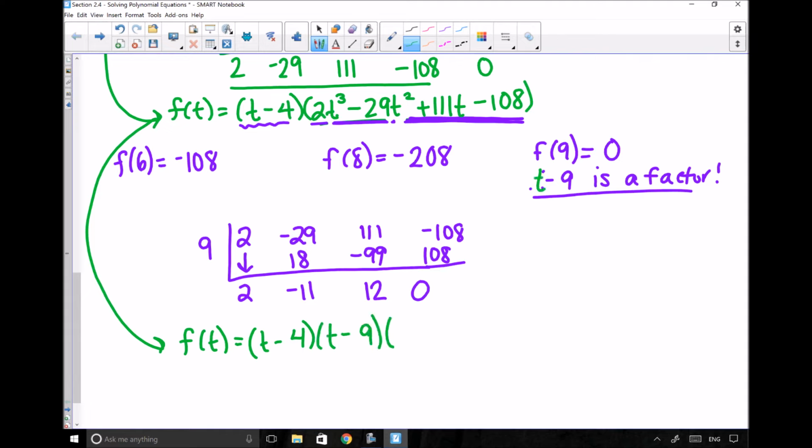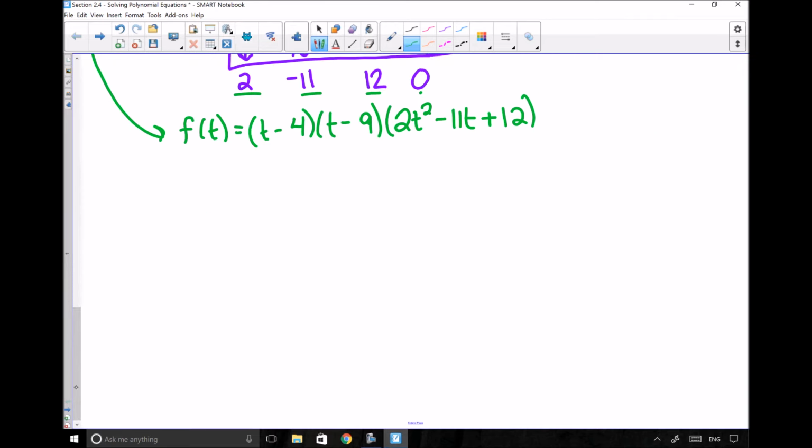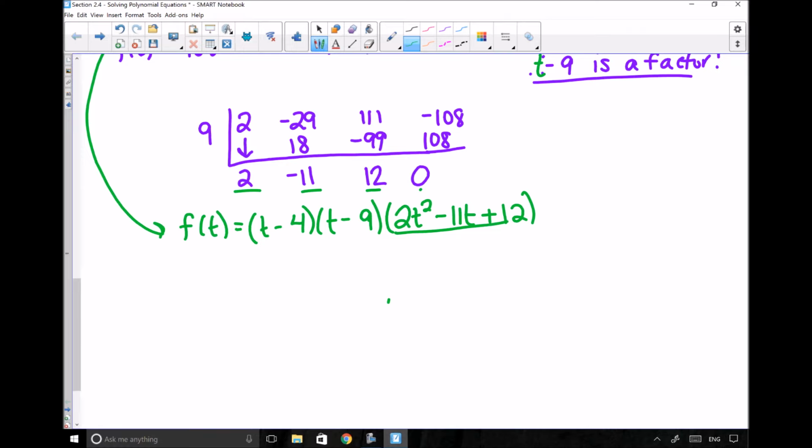And then what's left over right here, this is my remainder. This is my 0 power, my 1 power, my second power. So this is going to be 2t squared minus 11t plus 12. Okay, now that I've gotten to this point, I can continue to factor this expression. So when I factor this, I'm going to look for 2 factors that multiply together to give me 2t squared. Well, 2 is prime, so that makes it easy. I just have a 2t here and a t here.